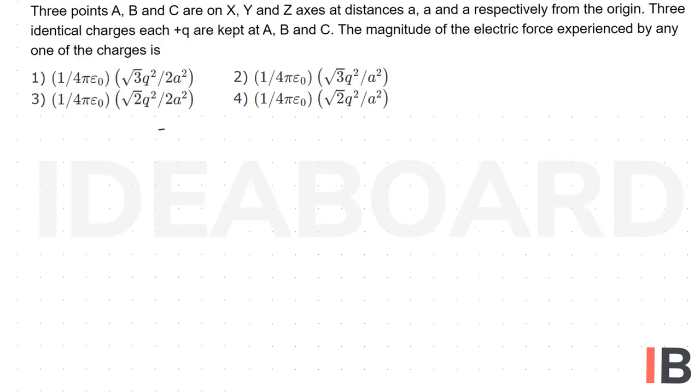Generally, from Coulomb's inverse square law, the force F is equal to the expression 1 by 4 pi epsilon naught q1 q2 by r square. But as per the question, the three identical charges, each plus q, are kept at points A, B, C, which are on the x, y, z axes at distances a and a. So let us take the situation here.